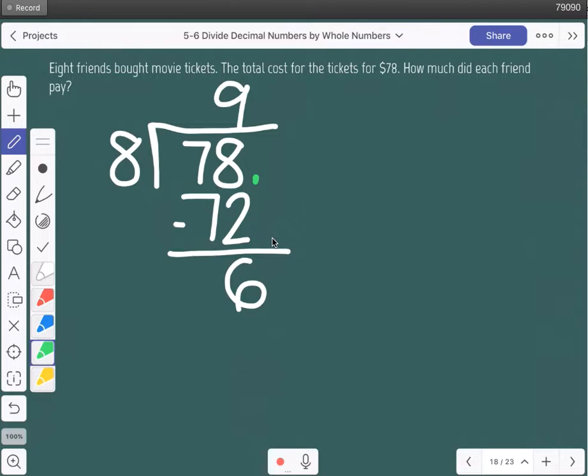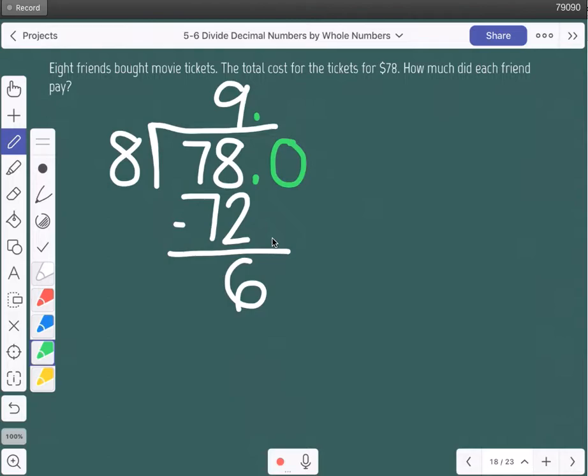So I can put that up in my answer, and I know that after that decimal, or after any number really, I can put as many zeros as I want, and it doesn't change the value. So I'm going to put one of these kind of ghost zeros or trailing zeros behind, and I'm going to use it to continue dividing. And I'll bring it down.